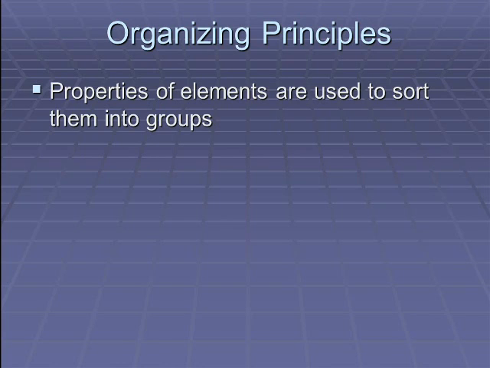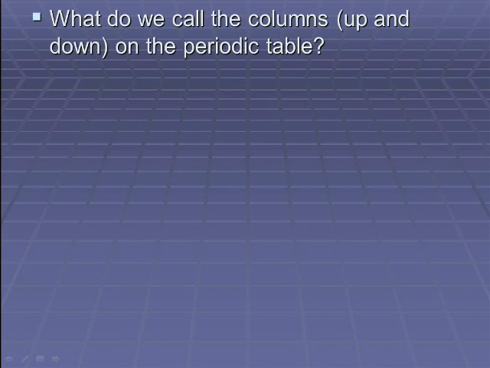Now the groups are important. We don't just have this random atomic number 1 through 114. We actually have them organized into groups. So, what are groups? What are the columns? What are the rows? What are the periods? What do we call the columns?